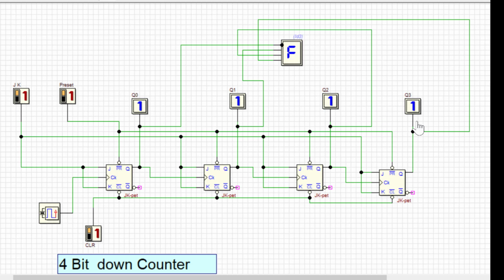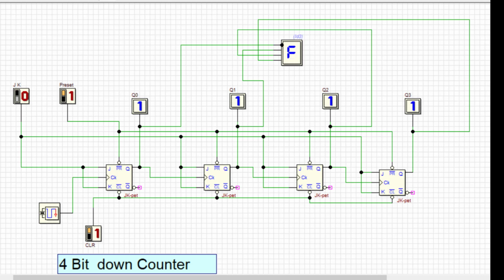You can see it starts with all ones, then F, then E, then D, then C, then B, A, then 9, 1 0 0 1, 8, 1 0 0 0, 7, 0 1 1 1, 6, 0 1 1 0, 5 and so on. So it will be in the down counting process forever in the same loop. Let us stop here.